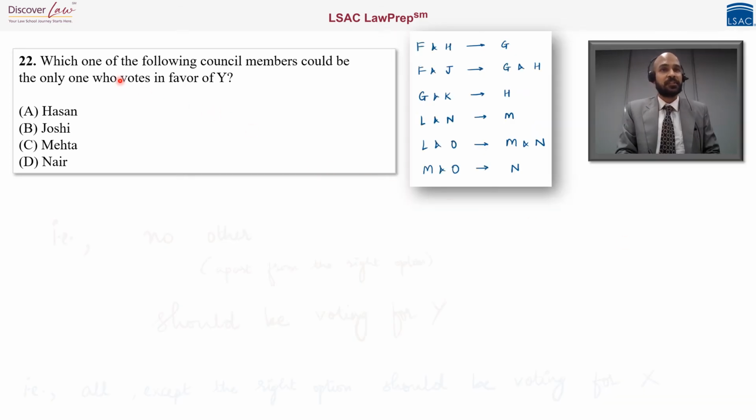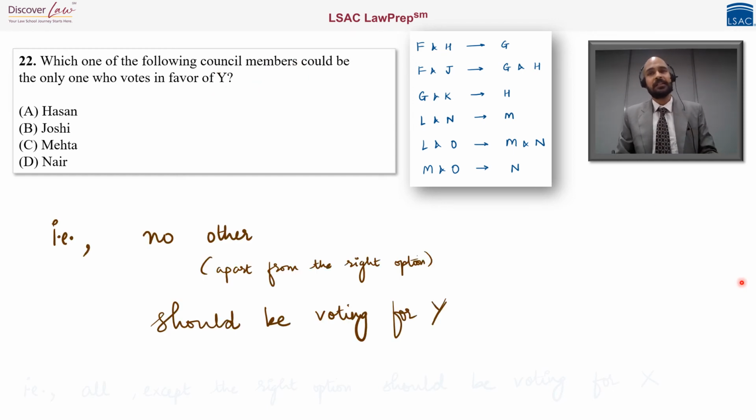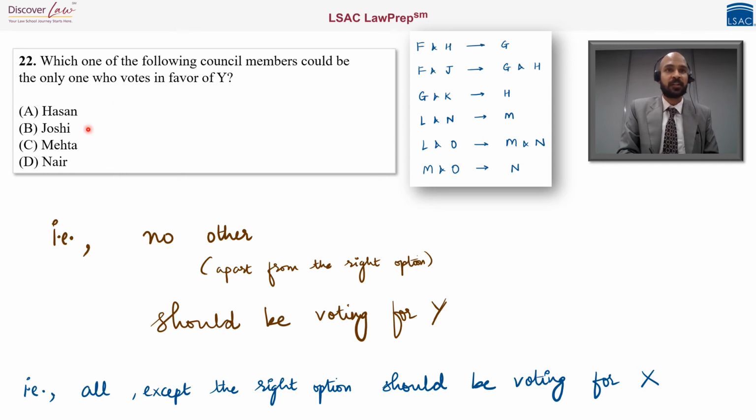So the question reads, which one of the following members could be the only one who votes for Y? Which means that there's only one person voting for Y and everyone else is voting for X. So let's say if you pick the right option, maybe J or M or N, whatever is the answer, let's say N is the answer. It means that N is voting for Y and everyone apart from N is voting for X.